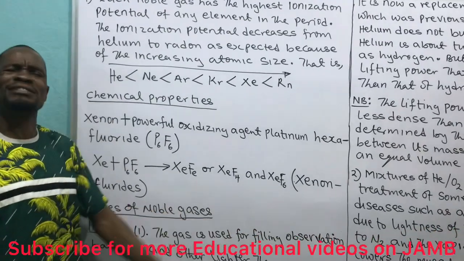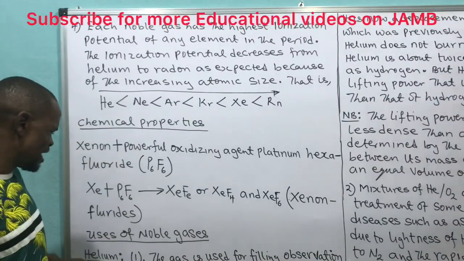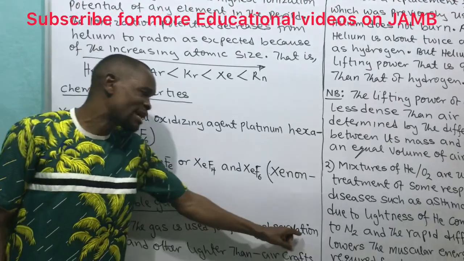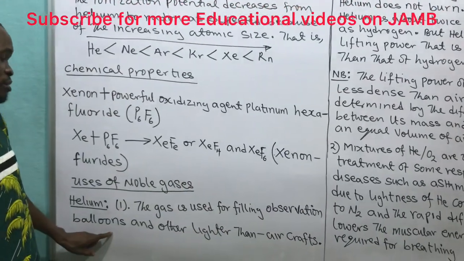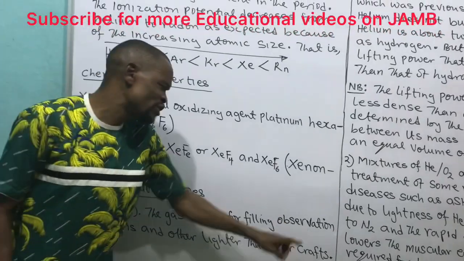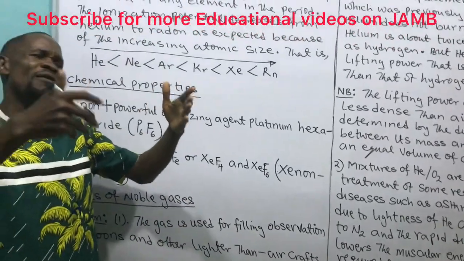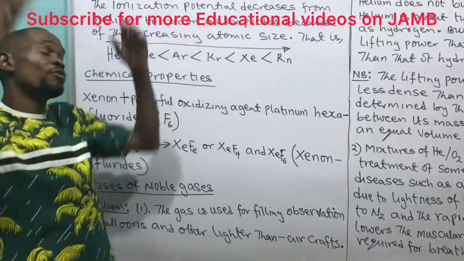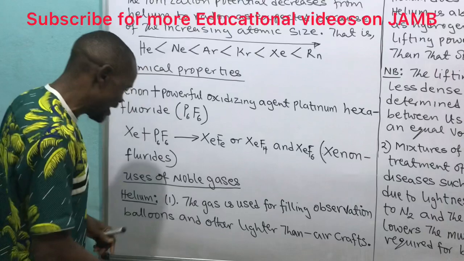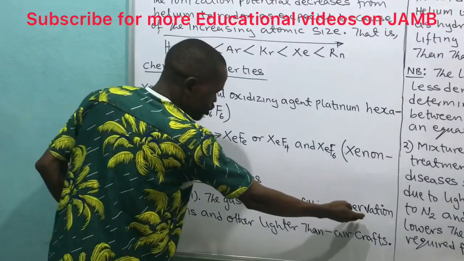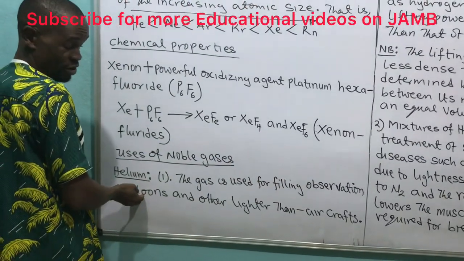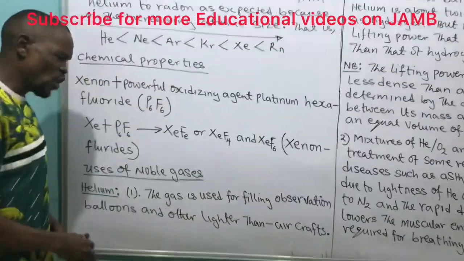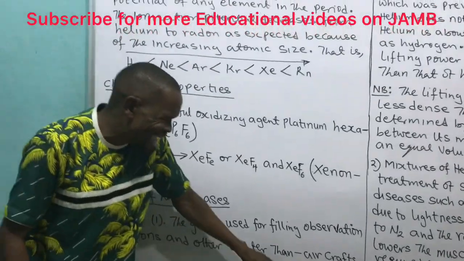We come to uses of noble gases. They will say helium gas is used for filling observation balloons. What we call observation balloons are balloons that we use in our playing ground. You will see the balloons rising up and going into the air because helium is less dense than air. We said you use it for observation balloons, and other lighter than aircraft.